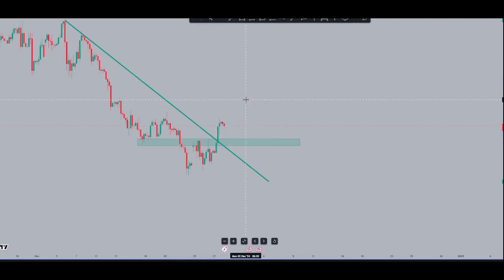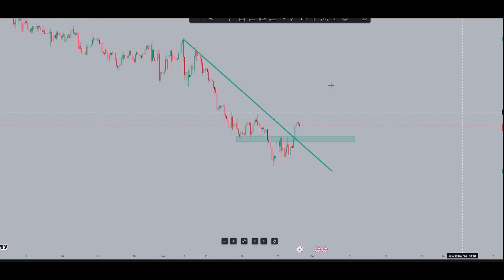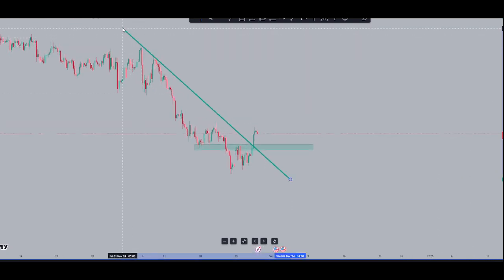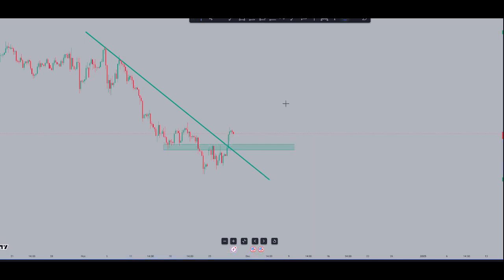Simple as ABC. There's nothing to complicate around this zone anymore. So we want the price action to come and mitigate this zone so that we can take buy opportunity this week.